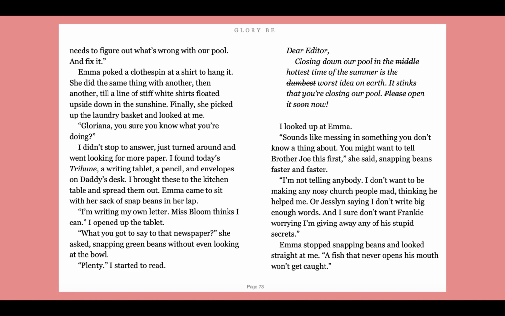I found today's Tribune, a writing tablet, a pencil, and envelopes on Daddy's desk. I brought these to the kitchen table and spread them out. Emma came to sit with her sack of snap beans in her lap. I'm writing my own letter. Miss Bloom thinks I can. I opened up the tablet. What you got to say to that newspaper? She asked, snapping green beans without even looking at the bowl. Plenty. I started to read.